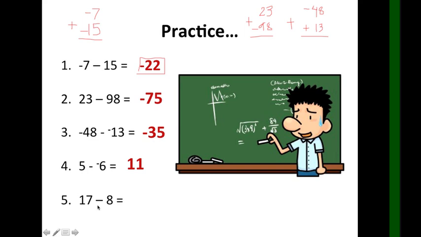Next, we have 11. Paano siya naging 11? So we have 5 minus negative 6. Now, what we're going to do is keep the first number, change minus to addition, and get the opposite of negative 6, and that is positive 6. They have the same sign now. In the rule of addition, add if they have the same sign and copy the sign. So we have positive 11.